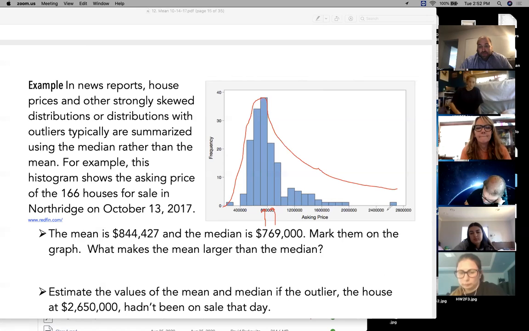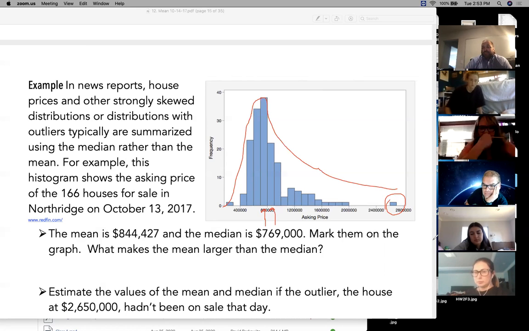Now, there's an outlier here, right? That guy kind of does not belong. If it was not there, what do you think would happen to the mean and the median? They would get smaller. Well, the mean certainly would, but the median, I'm not so sure. Maybe a tiny bit.